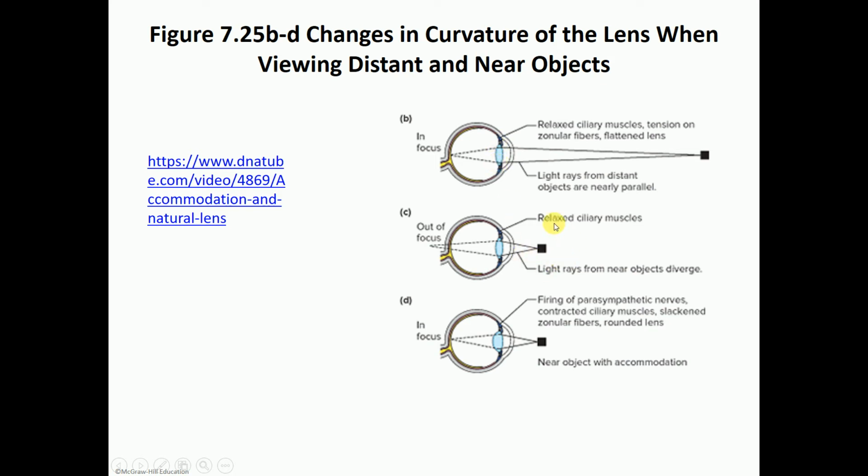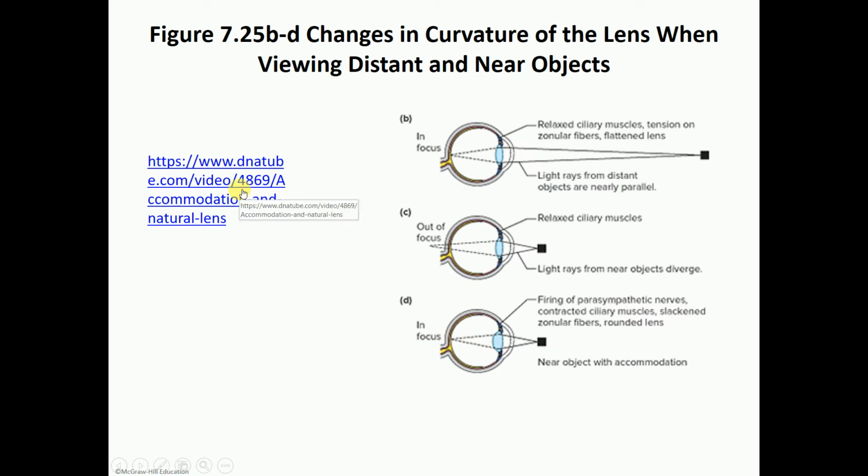But when you bring something very close, those rays are now diverging away from each other, and you see here that the rays are out of focus. To bring them back and focus them onto the fovea, you would have to increase the refractory power of the lens. You do that by contracting the ciliary muscles, which pretty much squeezes the lens and increases its refractory power. That is mediated through the parasympathetic nervous system. And you can see here that the rays are now focused.